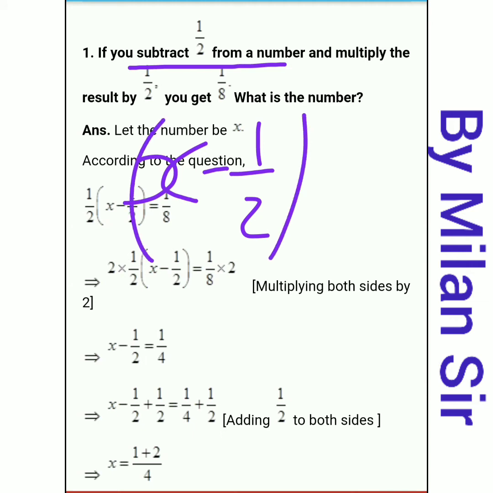Okay, and multiply the result by 1 by 2. So we need to multiply this result by 1 by 2. That's why we put a bracket here, because a bracket shows multiplication. We subtract 1 by 2 from x, x minus 1 by 2, and multiply the result, that means the answer of x minus 1 by 2 we need to multiply by 1 by 2. After that it is given you get 1 by 8.